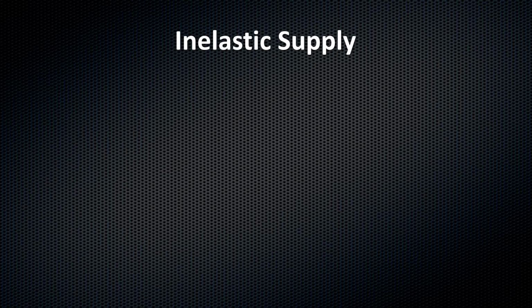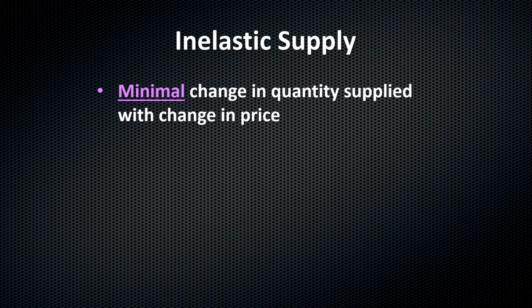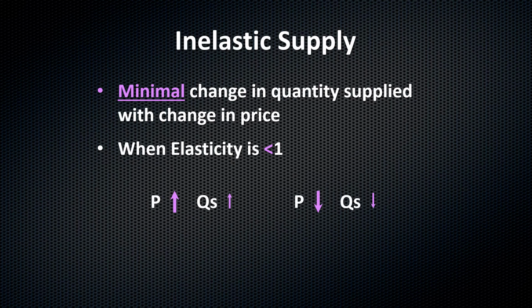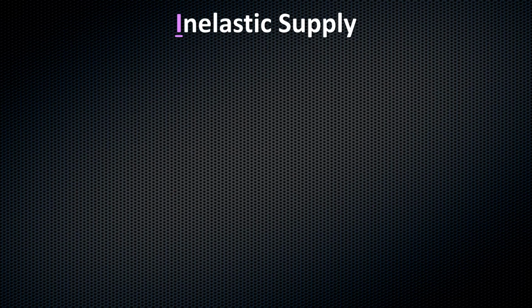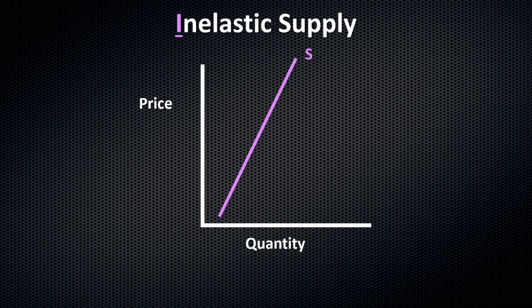So we have inelastic supply, and that means a minimal change in quantity supplied with a change in price. That's when elasticity is less than 1. Price up, supply goes up. Price down, supply goes down. So what does our graph look like? If you remember, you've got to focus on that I, the beginning of inelastic. It looks like an I. It's almost up and down.